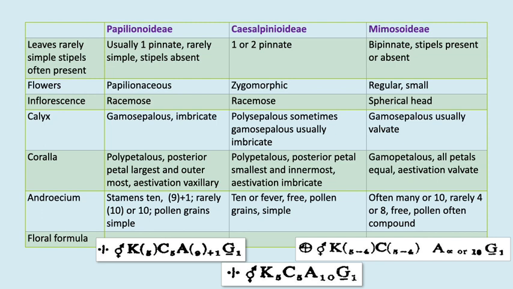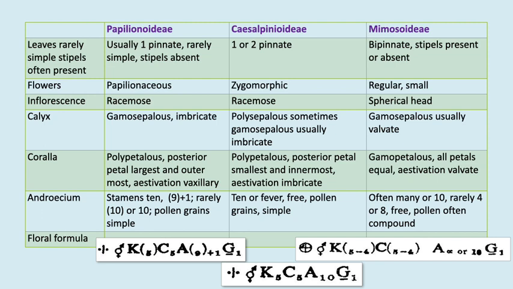Now, the floral formula of the subfamilies. First, the Papilionoideae: zygomorphic, bisexual, calyx 5, united or gamosepalous, corolla 5, free, polypetalous. Androecium consists of 9 plus 1 arrangement, diadelphous condition. Gynoecium is unicarpellary, monocarpellary, and superior. In case of Caesalpinioideae, zygomorphic flowers, bisexual, calyx consists of 5 free sepals, polysepalous condition. Corolla consists of 5 free petals, polypetalous condition. Androecium consists of 10 stamens, which are free. Gynoecium consists of one carpel or monocarpellary, and it is superior.